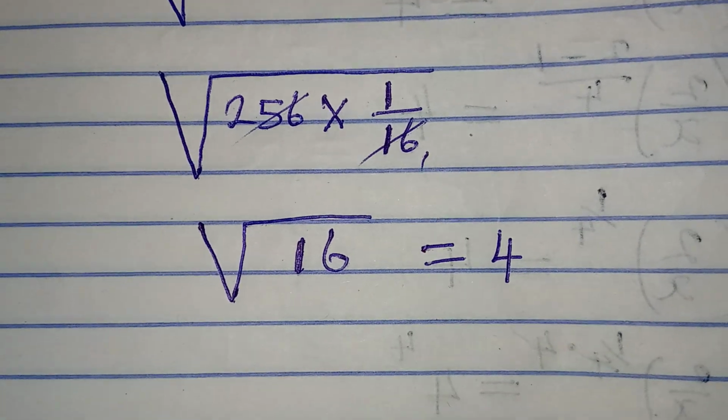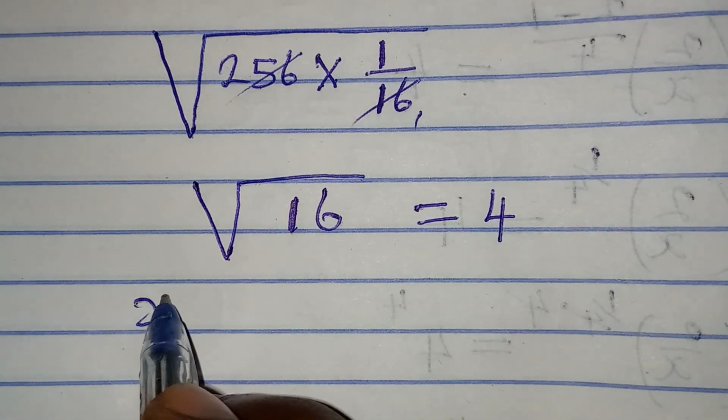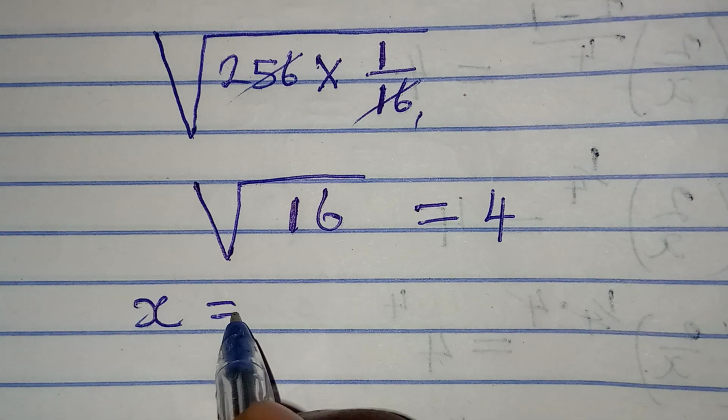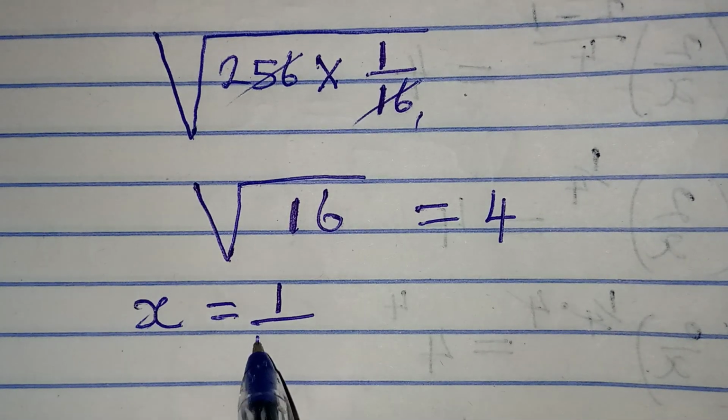So this means that we are very correct to say x is equal to 1 over 128.